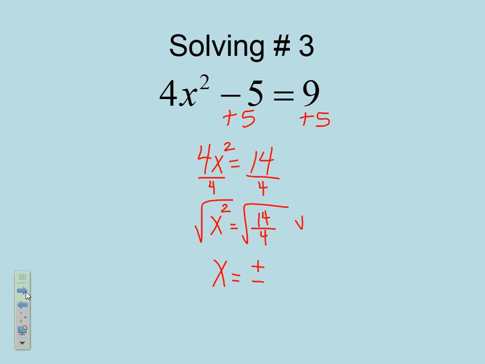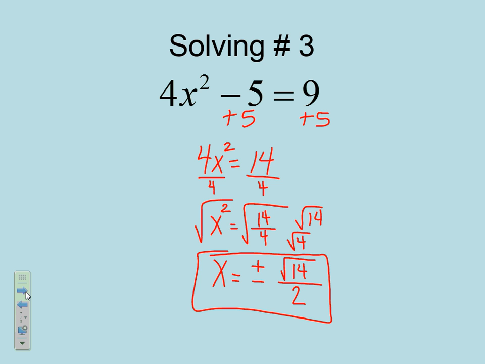So if I take the square root of 14, I don't know what that is, and it's not a perfect square, and it can't be broken apart by any perfect squares. So I'm just going to leave it. And if I also look at the denominator, that was a square root of 4, that is just 2. So I would go ahead and leave my answer just like this, plus or minus the square root of 14 over 2.